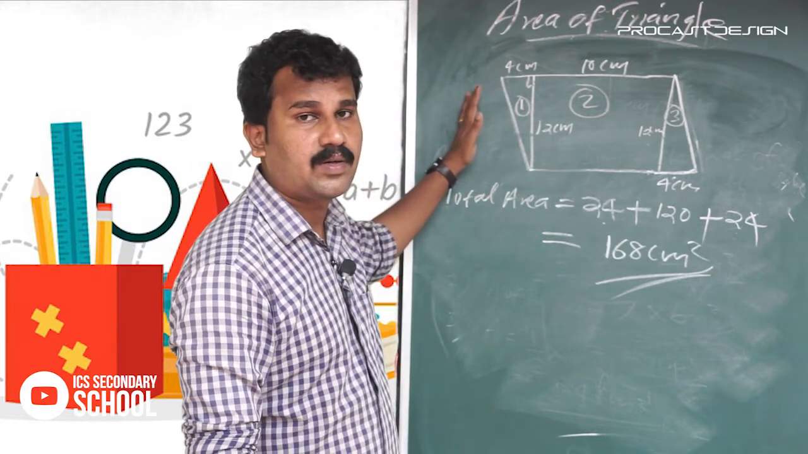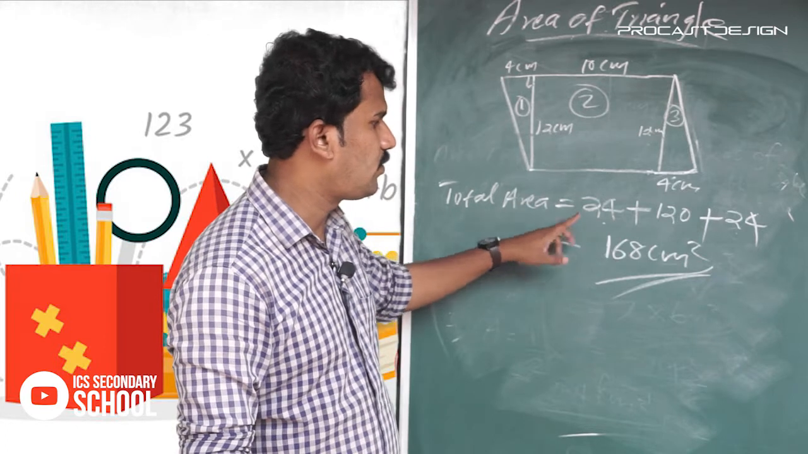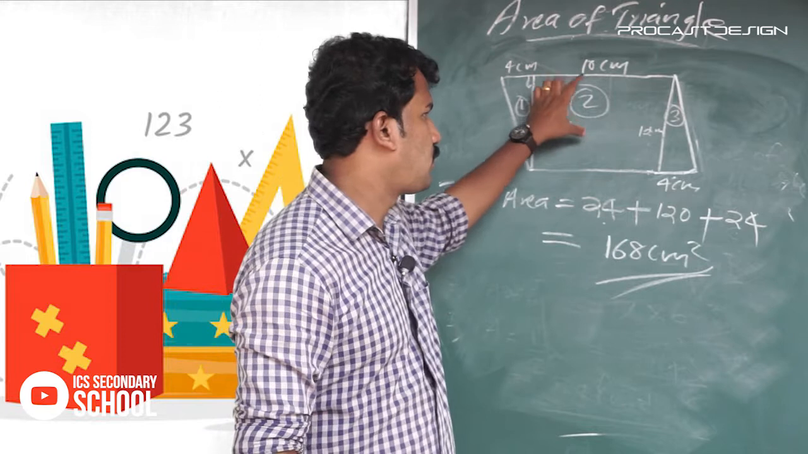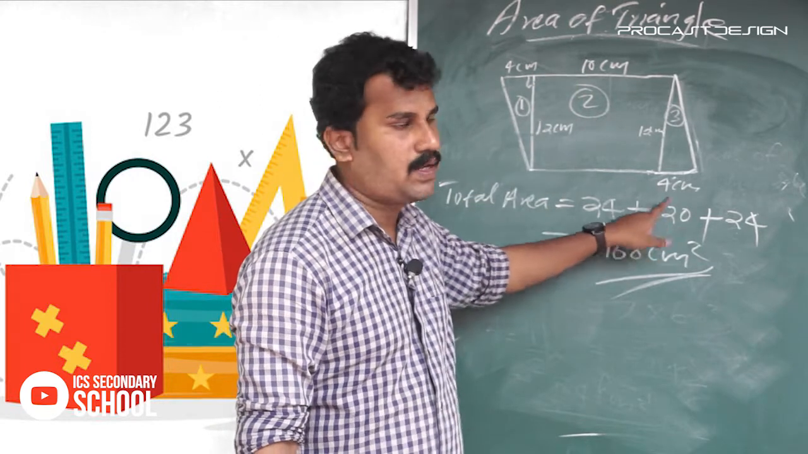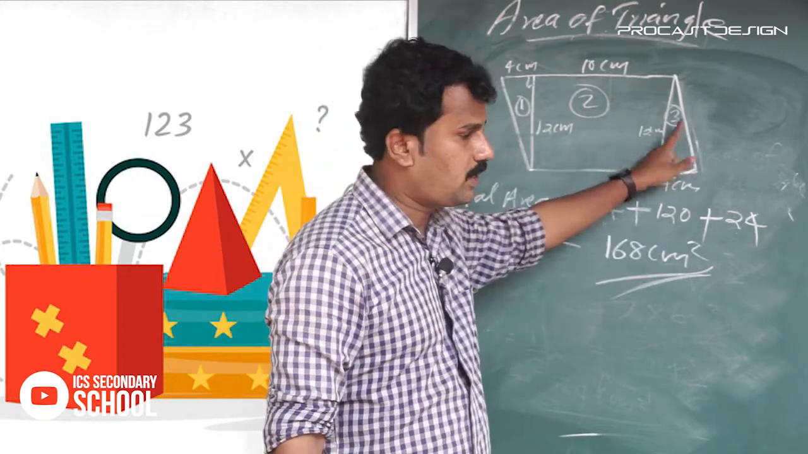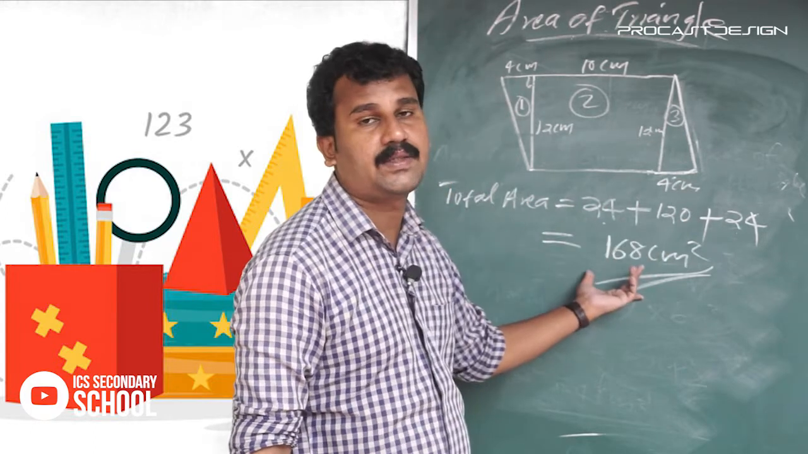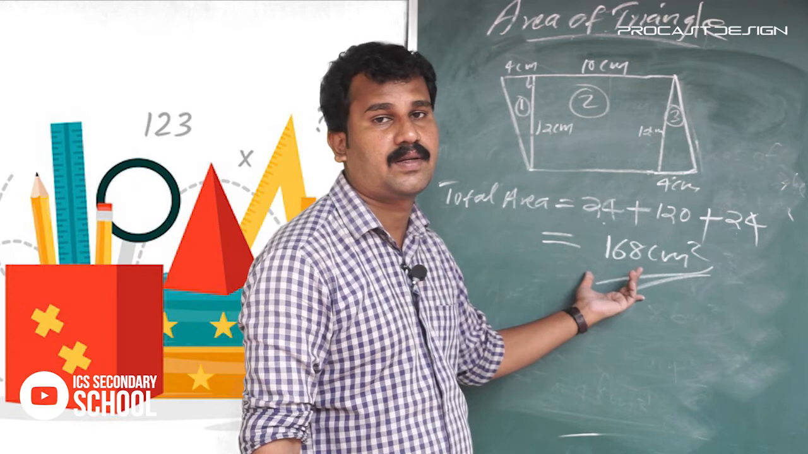Got it? Total area 168 centimeter square. Total area means section 1 area 24, then section 2, the rectangle, area 120, again section 3, the area of the right angle triangle, that is 24. So the total area of this figure is 168 centimeter square. Got it? Yes.